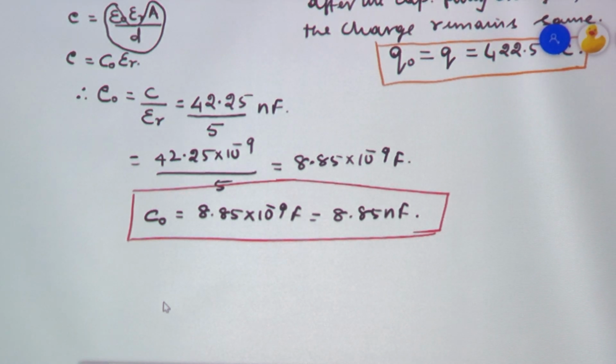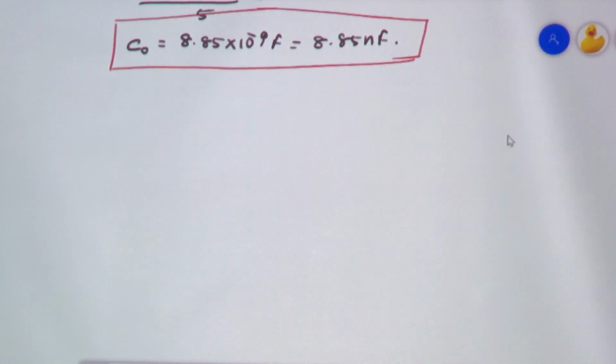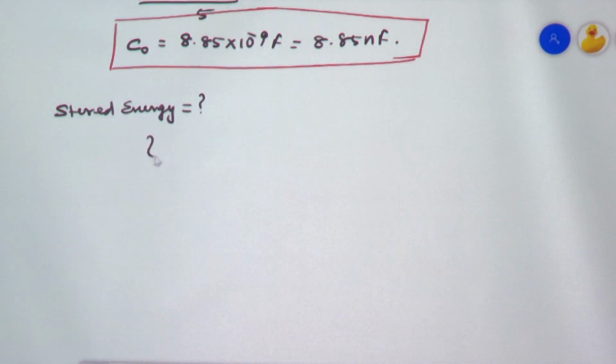Find the capacitance and stored energy. What is the stored energy? Again, you go for the formula. So for the next one, we have to calculate the stored energy after removing the dielectric. Let us consider it as epsilon 0.